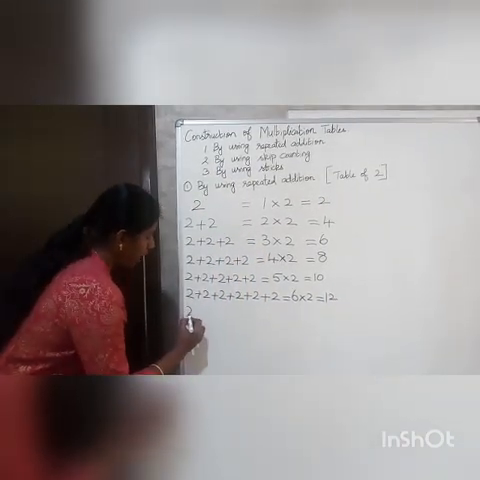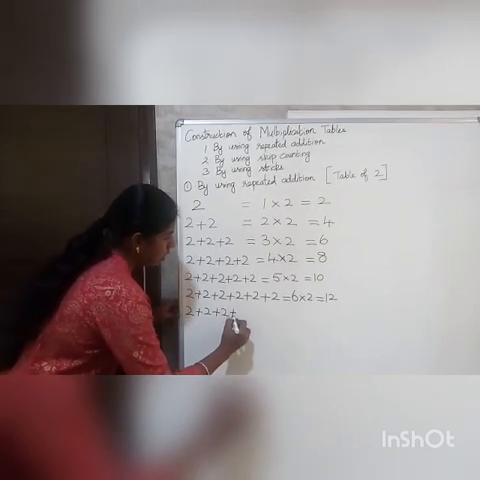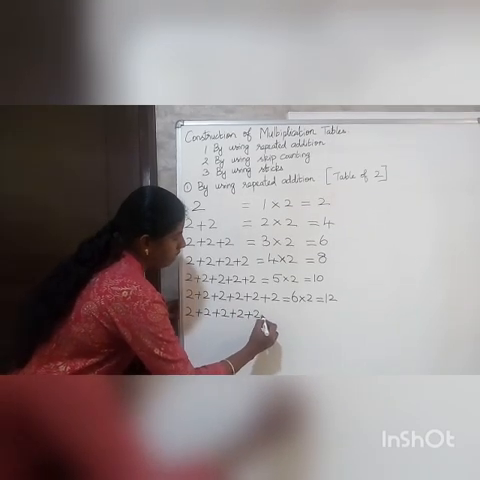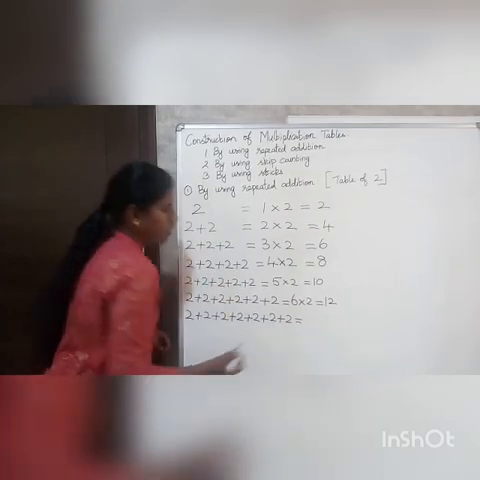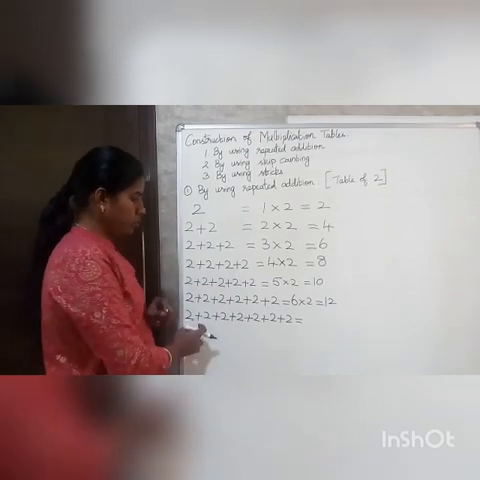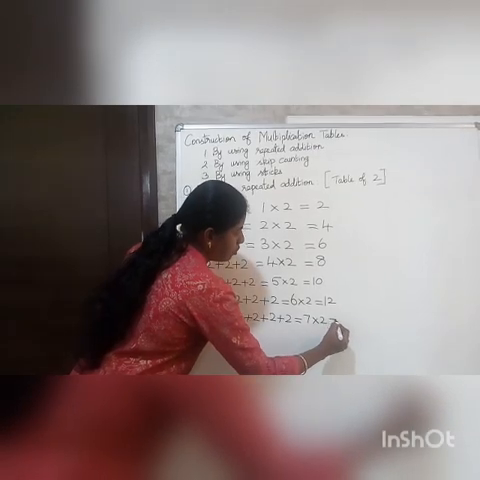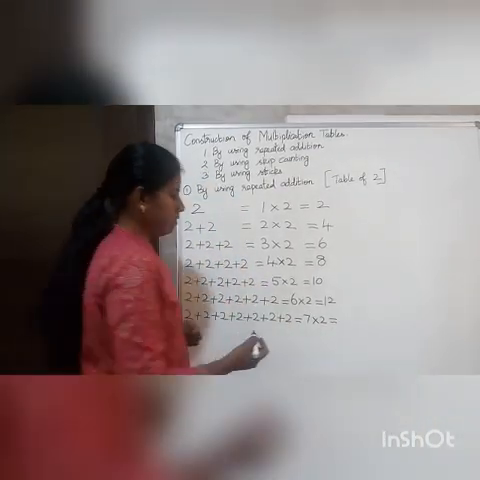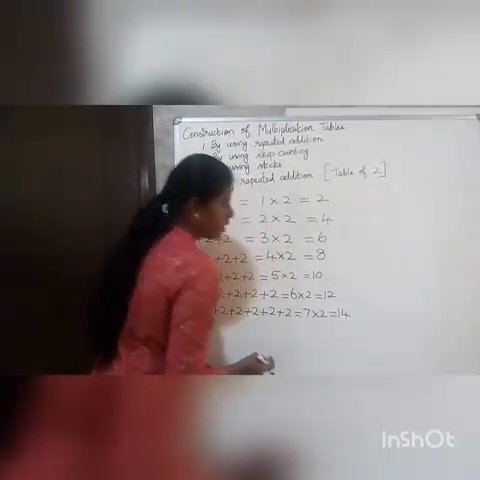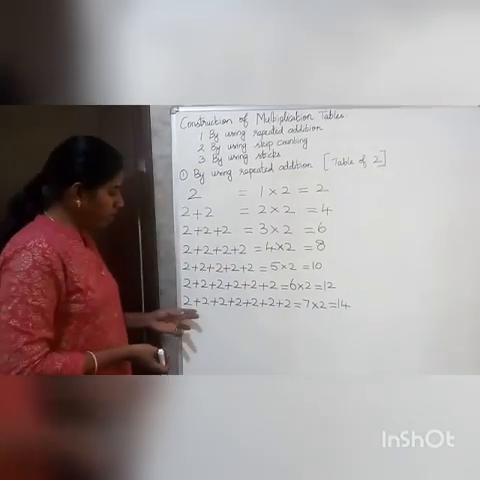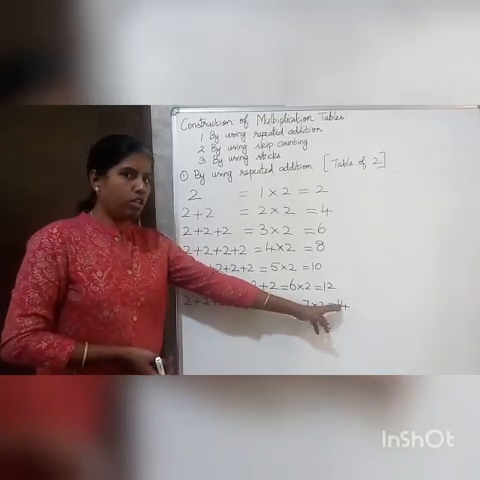So next we need to add it for 7 times. 1 time, 2 times, 3 times, 4 times, 5 times, 6 times, and 7 times. So now how do we write this as a table? 7 times 2, or 7 into 2, or 7 2's are. When we add 2 for 7 times, we will get 14. I am just writing the answer directly. Even if we count continuously and see, we will get only this as the answer or the product.